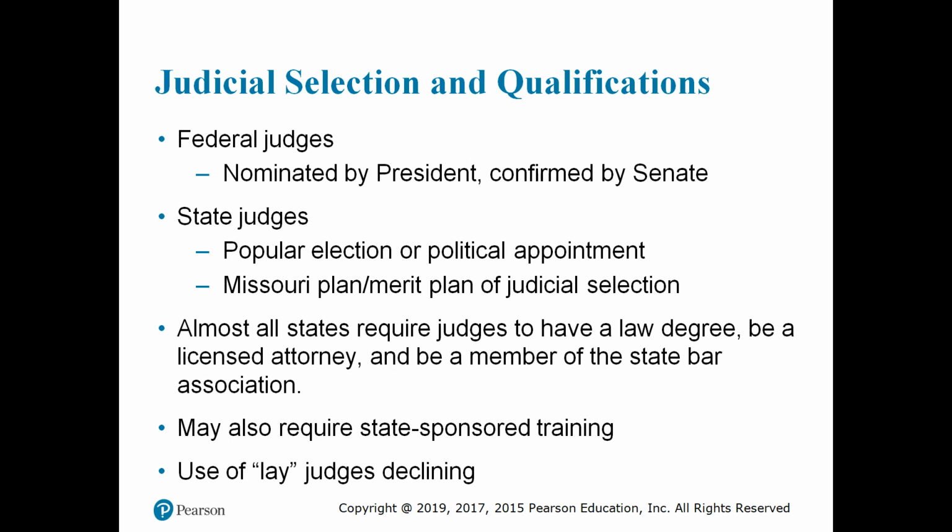For qualifications, federal judges are nominated by the president and confirmed by the Senate. State judges are either elected or politically appointed. Almost all states require judges to have a law degree, be a licensed attorney, and be a member of the state bar. So if you're going to be a judge, those are the basic things you need to have. There are a lot of different judges out there. They're lacking in some diversity, so there's a push to hire more minorities, more females, and people of different cultures because we want the courtroom to look like the community that it serves.